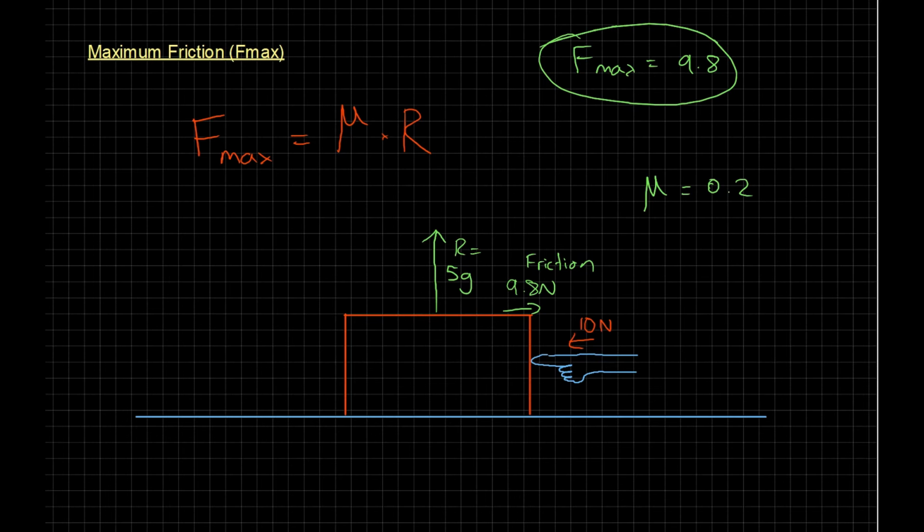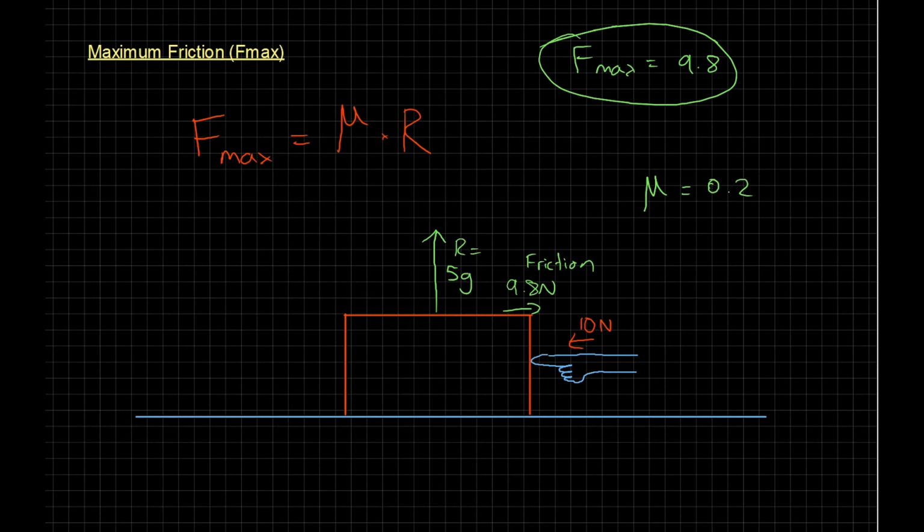So I'll just say it one more time. Imagine you've got an object, you've got your finger, and you're going to start pushing it. The moment your finger makes contact, there's no friction. The moment you start pushing a little bit, the friction pushes back the same amount, and the object doesn't move. As you keep pushing harder and harder and harder, eventually the object will move.